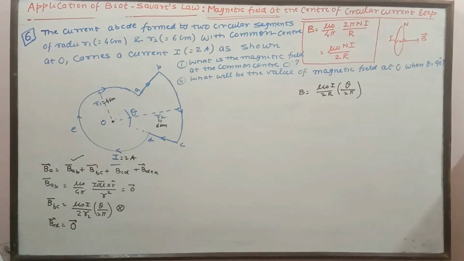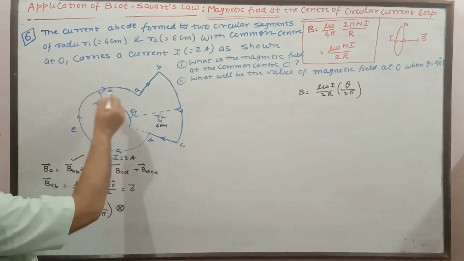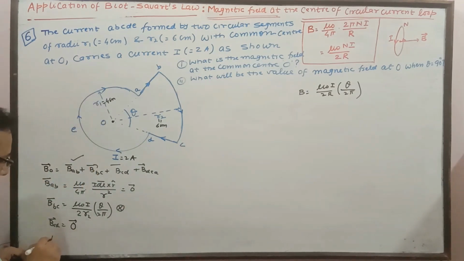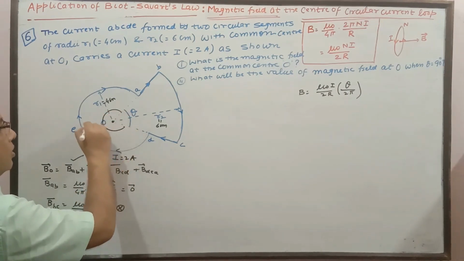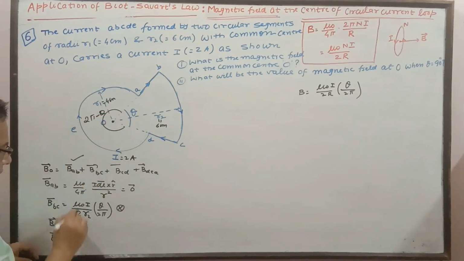Next, we are going to find the field due to this section, DEA. So B due to DEA, I am going to do here only. This is the same. Here, what is the angle? If this one is theta, this angle is 2 pi minus theta. So what is the magnetic field? This is as per this particular expression.